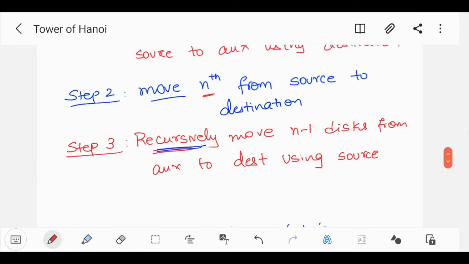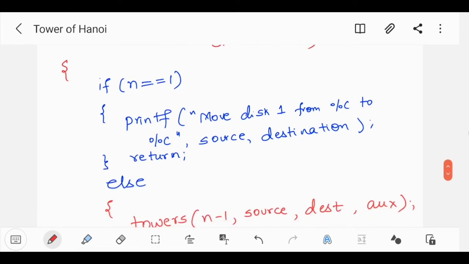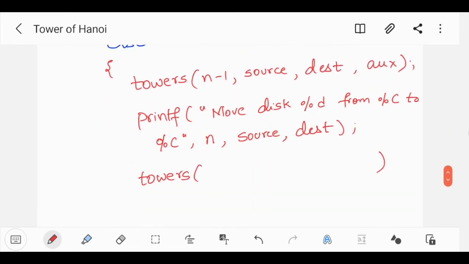step. Yeah, let's go back to the algorithm. It said recursively move n minus 1 disks from the auxiliary to the destination using the source, because source was empty at this point of time, right? So let's do that here, where I say move the n minus 1 disks from where? Those n minus 1 were now in auxiliary, right? So I have to take it from auxiliary and put it to destination. That's where it was expected, the final answer.